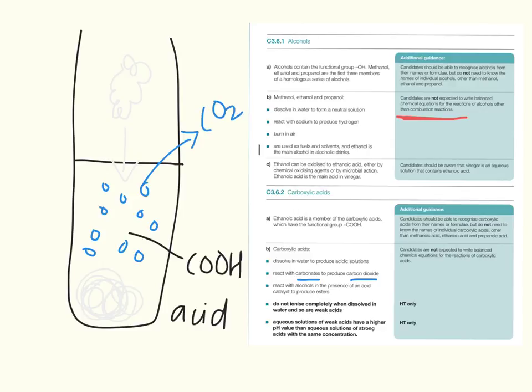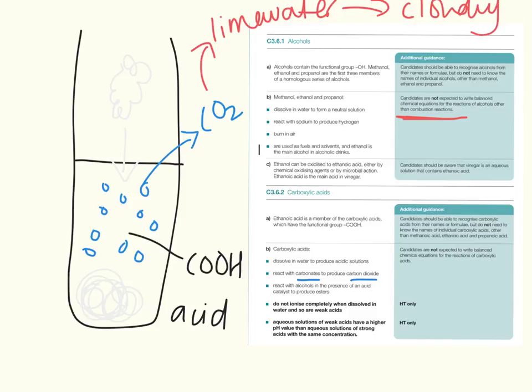And though it's not mentioned here, it's worth just reminding yourself about how you test for carbon dioxide. And you should remember, again from C1 actually, that you'd use lime water, so you'd take the gas, you'd put it into some lime water, and if the lime water goes cloudy, then you know you've got CO2 present.